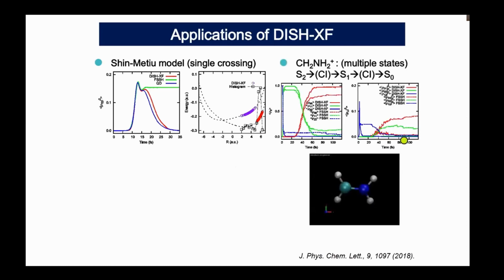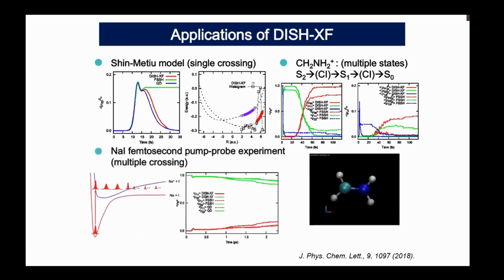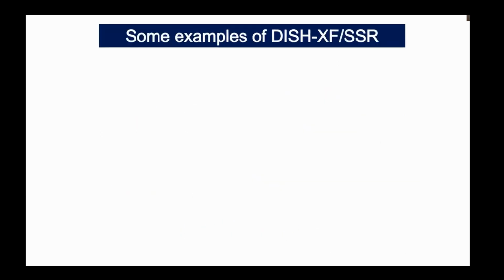We can also calculate a realistic molecule, and we can capture the coherence patterns. We have a sharp coherence pattern between the S2 and S1 states first, and later a broad coherence pattern between the S1 and S0 states for this excited state dynamics. We can also calculate the sodium iodide pump-probe experiment, which contains multiple crossings. Here, the nuclear wave packet oscillates in the upper state, and it meets the avoided crossing region multiple times. In this case, we can calculate the correct population exchange for long-scale dynamics.